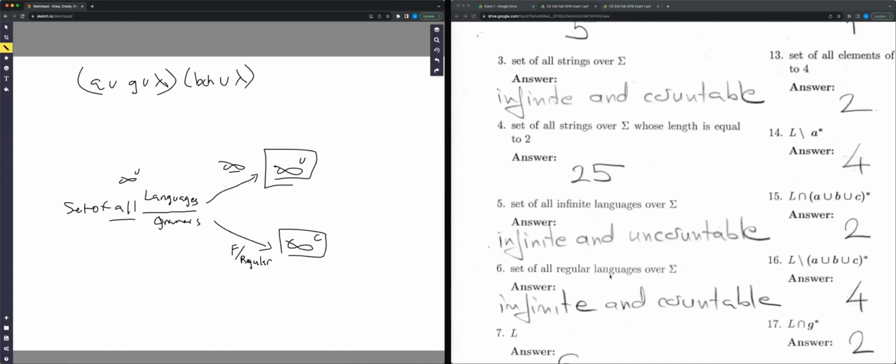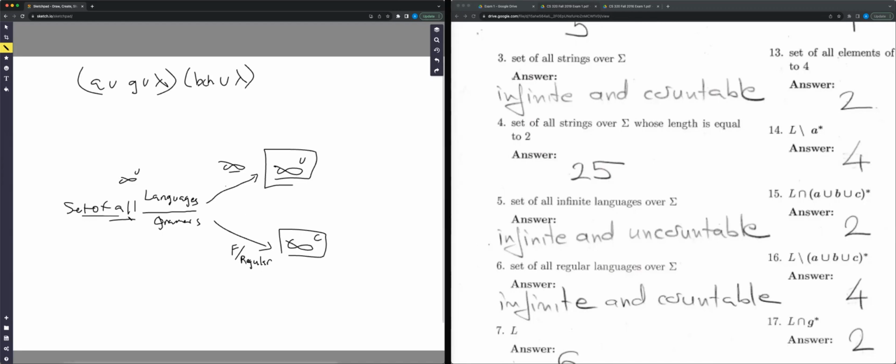Can you repeat why 5 is uncountable? Yeah. Set of all infinite is this. Just follow the graph.